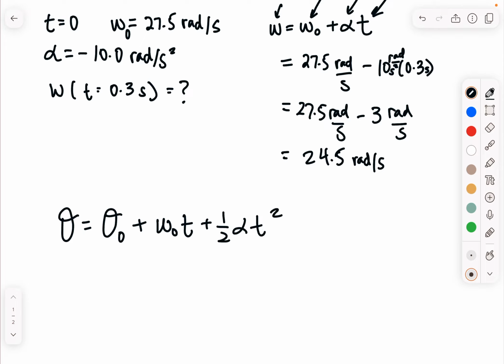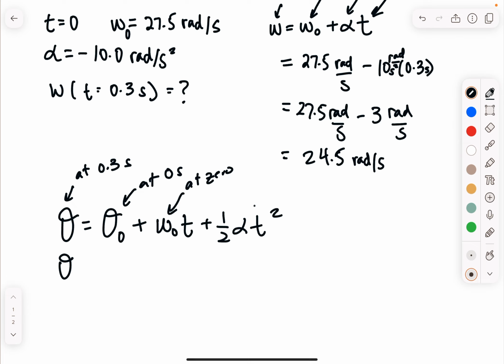Right, there's our skeleton equation. So now let's plug in everything we know. We're looking for this theta, right? This is at 0.3 seconds. This is at 0 seconds. This is at 0 seconds. This is the constant alpha. And then obviously t is going to be 0.3.